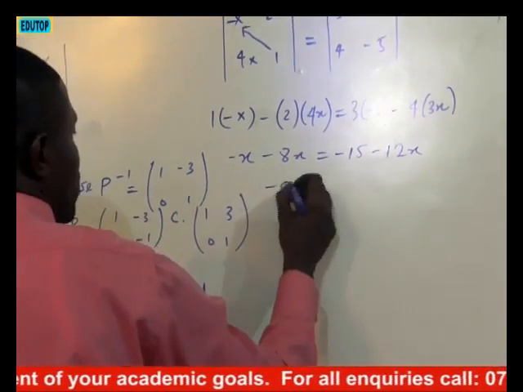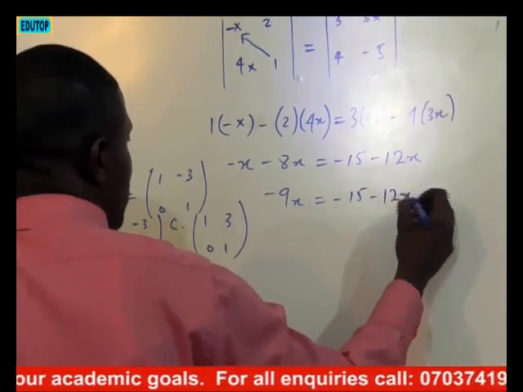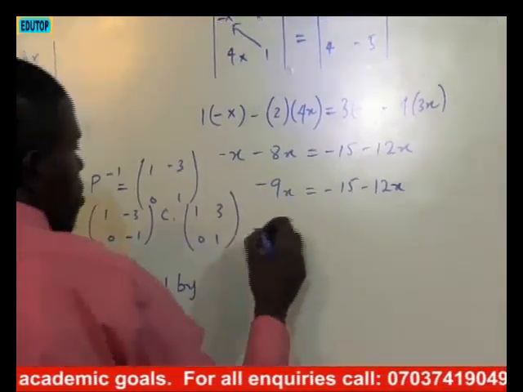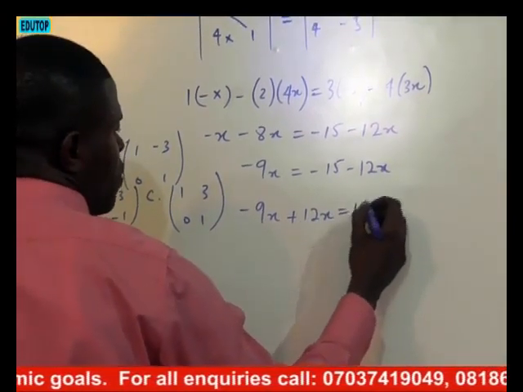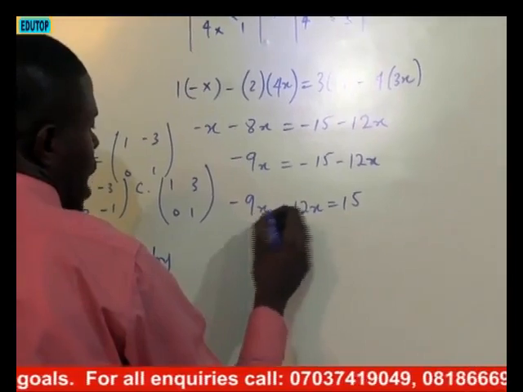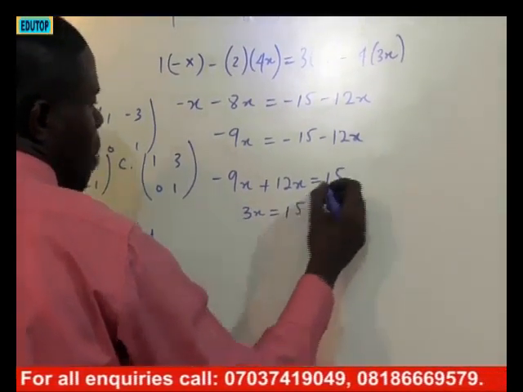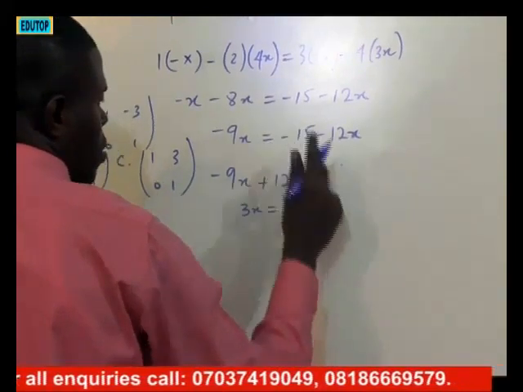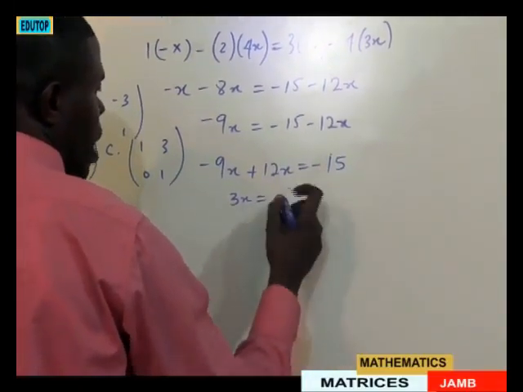So this one will give us minus 9x equals minus 15 minus 12x. So let's collect like terms. Minus 9x plus 12x equals 15. So minus 9x plus 12x, that's 3x equals 15. Minus 15. So one has to be careful, minus 15. So I have this as minus 15.